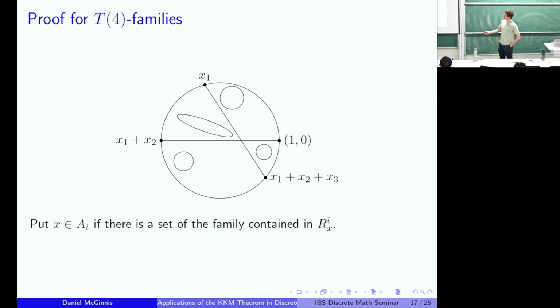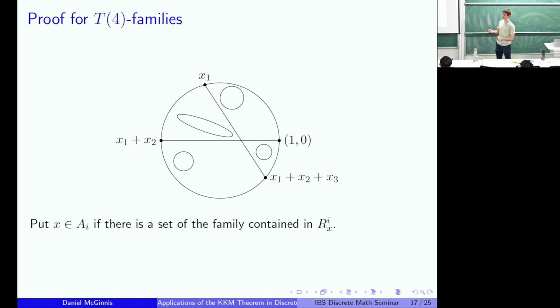So what that means is for this point in delta 3 and the corresponding regions, I have a set in each region, right? Because x is in A1, that means I have a set in the first region. x is in A2, that means I have a set in the second region, and so on. And so now you can see that this gives us actually our contradiction.